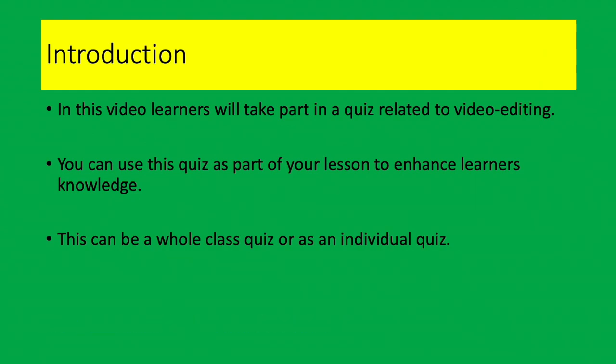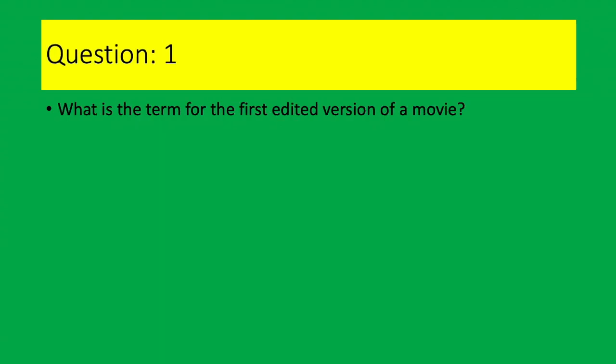Okay, let's get started. Question 1. What is the term for the first edited version of a movie? Answer 1. Rough cut.